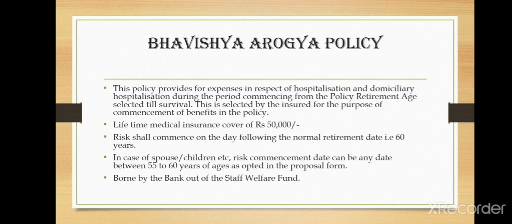Now, Bhavishya Arogya policy. This policy provides for expenses in respect of hospitalization and domiciliary hospitalization during the period commencing from the policy retirement age selected till survival. This is selected by the insured for the purpose of commencement of benefits in the policy. Lifetime medical insurance cover of rupees 50,000. Risks shall commence on the day following the normal retirement date, that is 60 years. In the case of spouse, children, etc., risk commencement date can be any date between 55 years to 60 years of age as opted in the proposal form, borne by the bank out of the staff welfare fund.